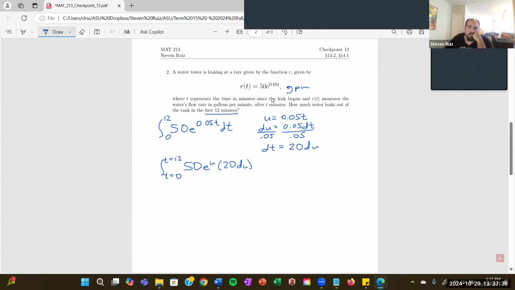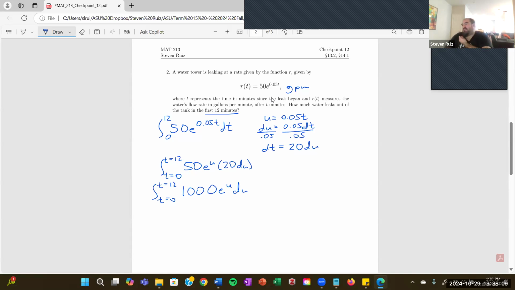Okay. And then I'll clean this up one time. T equals 0, t equals 12, and the integrand is 1,000. Nope. 10. It was 1,000, wasn't it? You know what? I just made this mistake so much on your last test that I don't trust myself. It's 1,000. 1,000 e to the u, du.